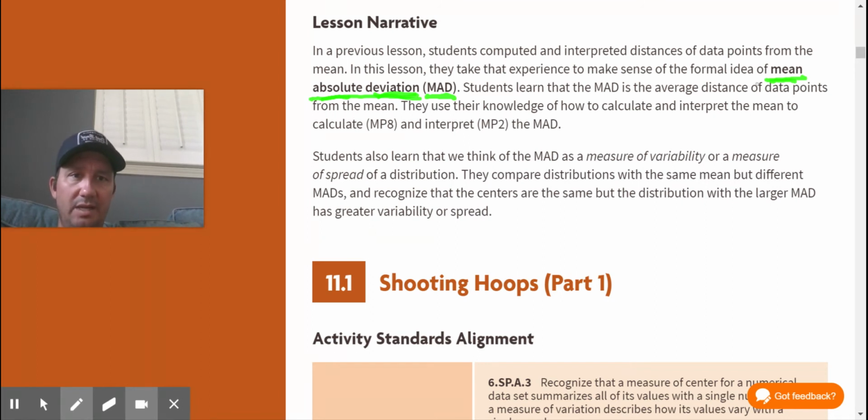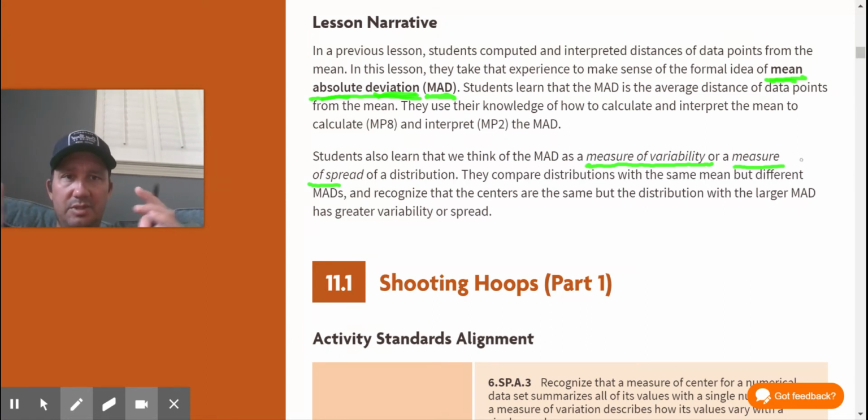So what's the point of mean absolute deviation? Mean absolute deviation is what we call a measure of variability, or a measure of spread. Meaning the smaller that mean absolute deviation is, the closer the numbers are together, the more compact the spread is.